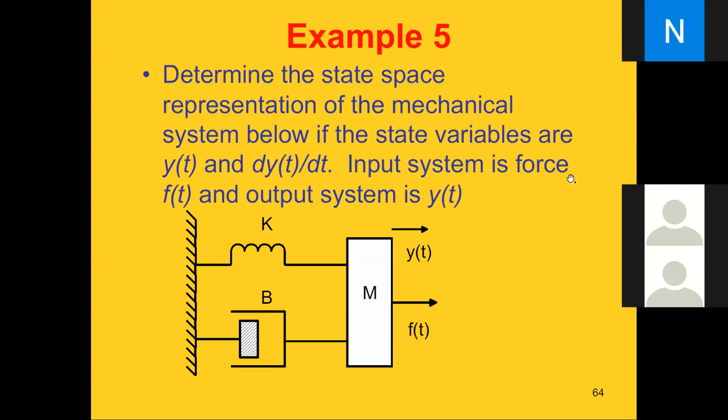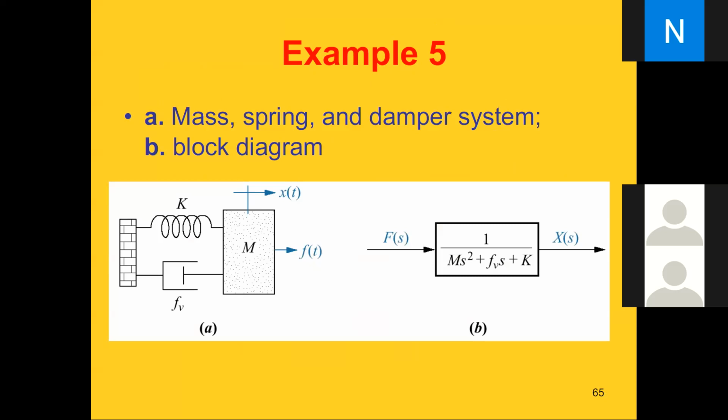So as we know, this system is a second order system. We already derived in chapter 2 the transfer function of this mass spring damper configuration of the suspension system, which is x divided by f equal to 1 over ms squared plus fvs plus k. So fv actually is b. Some books write it as fv and some books write it as b.